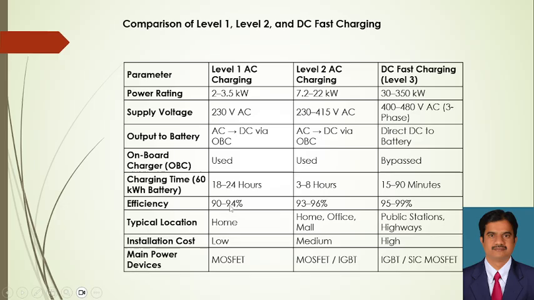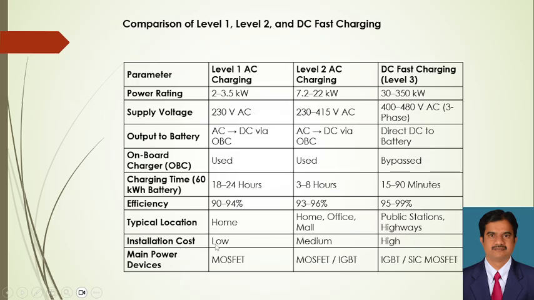ಎಫಿಷಿಯನ್ಸಿ ಬಂದ್ಬಿಟ್ಟು 90 to 94% ಇದೆ. ಲೆವೆಲ್ 2 ಅಲ್ಲಿ 93 to 96% ಇದೆ. DC fast charging efficiency is higher compared to the level 1, level 2. It is in terms of 95 to 98%, 99%. ಎಲ್ಲಿ ಚಾರ್ಜ್ ಮಾಡಬಹುದು ಇವನ್ನ? ಲೆವೆಲ್ 1 ಚಾರ್ಜ್ ಅನ್ನ ಹೋಮ್ ಅಲ್ಲಿ ಯೂಸ್ ಮಾಡ್ಕೋಬಹುದು. ಲೆವೆಲ್ 2 ಅನ್ನು ಹೋಮ್, ಆಫೀಸಸ್, ಮಾಲ್ಗಳಲ್ಲಿ ಚಾರ್ಜ್ ಮಾಡ್ಕೋಬಹುದು. ಲೆವೆಲ್ 3 ಅಂದ್ರೆ DC ಫಾಸ್ಟ್ ಚಾರ್ಜಿಂಗ್ ನ ಪಬ್ಲಿಕ್ ಸ್ಟೇಷನ್ಸ್ ಮತ್ತು ಹೈವೇಸ್ ಅಲ್ಲಿ ಯೂಸ್ ಮಾಡ್ತೀವಿ.